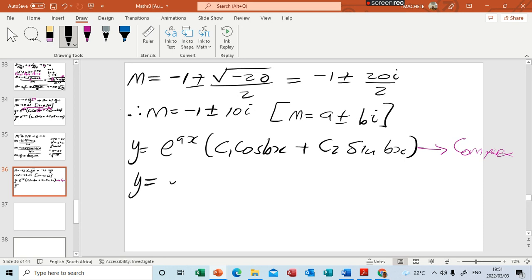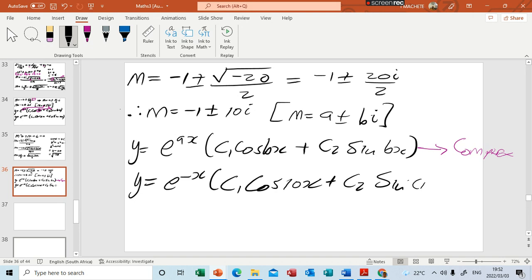Then you substitute those values. What is your a? Your a is minus 1, so you write minus x there, because minus 1 times x is minus x. C1 cos 10x plus C2 sin 10x. Then that's your answer. That's your general solution. You are done. Any question?